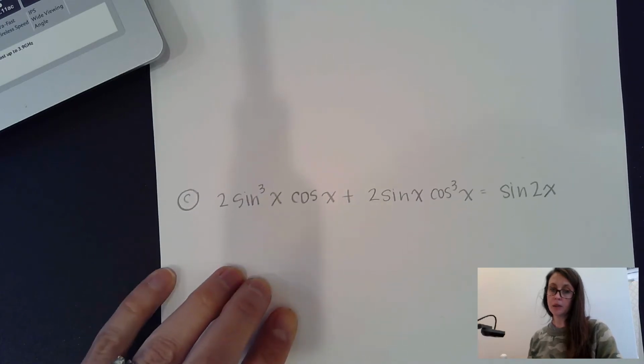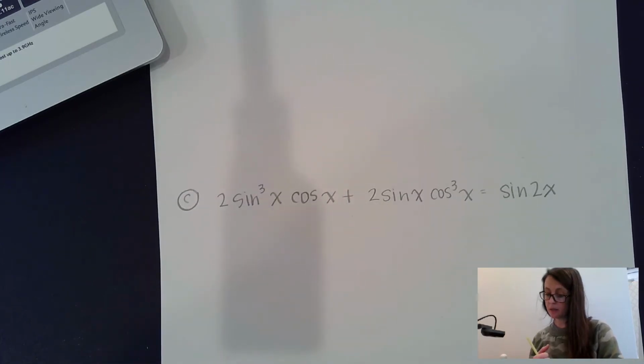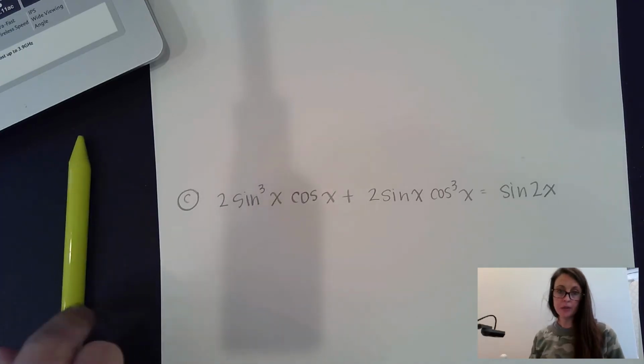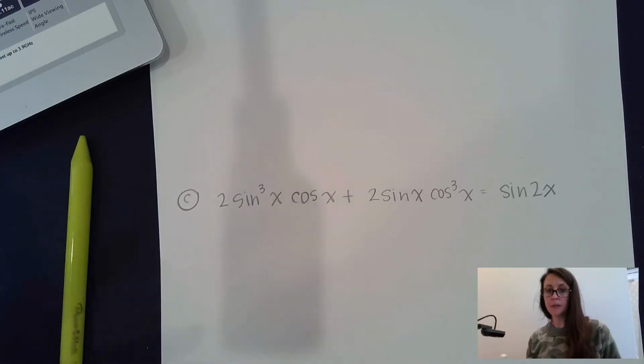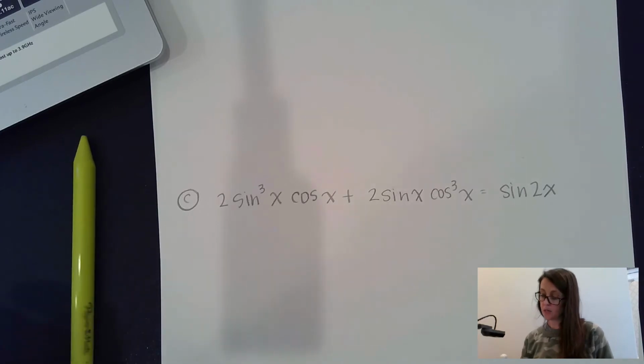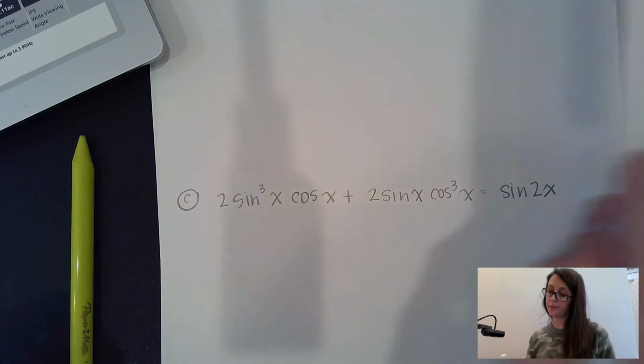And then the last one that I want us to do is 2 times sine cubed times cosine plus 2 times sine times cosine cubed is equal to sine 2x, so the double angle. So just take a little bit of time and work through those for me, and then we will work them together.